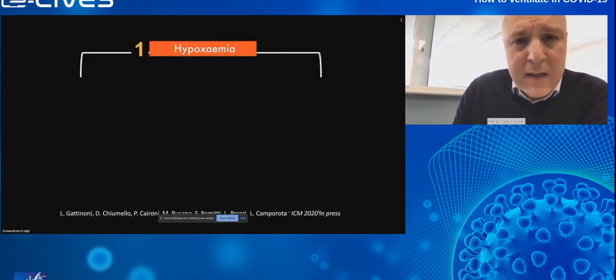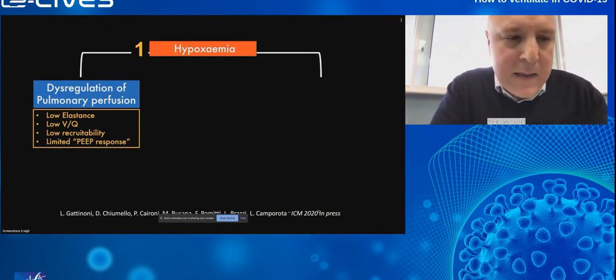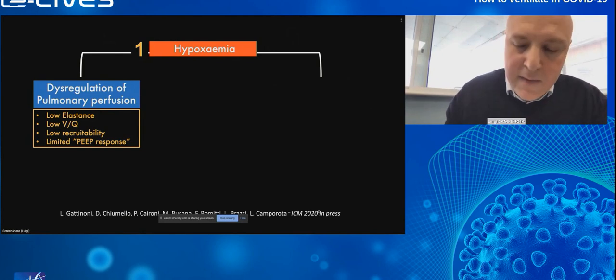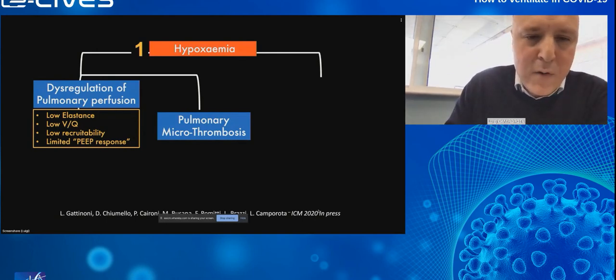So if we think about the way we conceptualize the hypoxemia, it is the dysregulation of pulmonary perfusion first, which, when associated with the mechanical characteristics of these patients and the radiological appearance, forms a pattern that links the hypoxemia with a low elastance or high compliance, a low VQ matching, a low recruitability, and therefore a limited response to PEEP. And the microthrombosis is there, which obviously creates not only difficulty in lung perfusion and hypoxemia, but also some dead space, and therefore an increase in carbon dioxide.